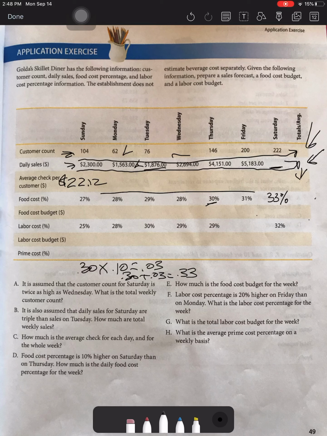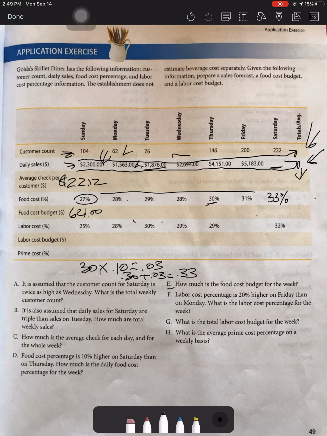To get the food cost percentage, we need to wait until we have our food cost budget done. So to get the food cost budget, this is E, how much is the food cost budget for the week? To do this, you will take your daily sales, so for Sunday it's $2,300, and multiply it by your food cost percent. So if we say $2,300 times 0.27, we will get $621, for instance. Okay, you would do that for each of the days. You take the daily sales, multiply it by your food cost percentage. Do that for all of the days.